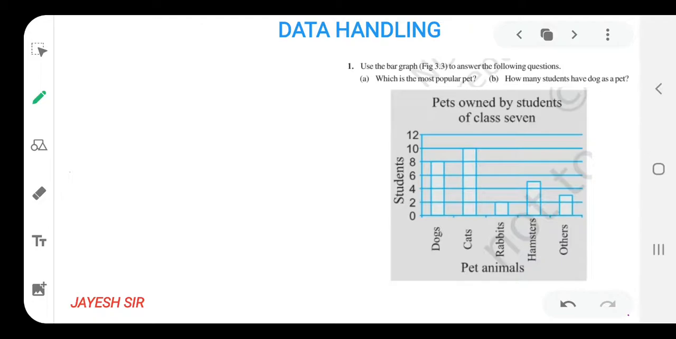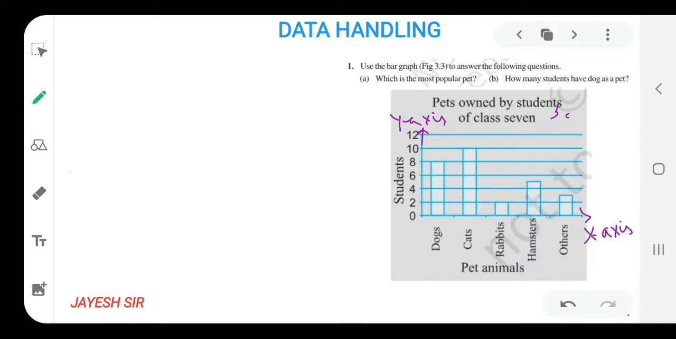What is the most popular pet? Which is the most popular pet? As we can see the bar graph, what is to be said as a bar graph? This axis is always called the x-axis, and this axis is the y-axis. This is the basic of the bar graph. I think you all might be knowing.